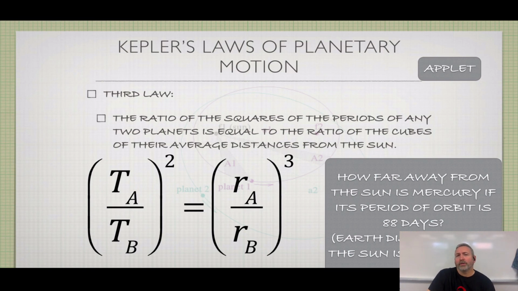We can also look at it in terms of proportion. Sometimes you might see, if something takes 3 times longer to go around, how much farther is it? Then we just put a ratio on this formula. We could say TA over TB is 3, 3 squared equals whatever cubed, and solve for the ratio of radii. So sometimes you'll see that.